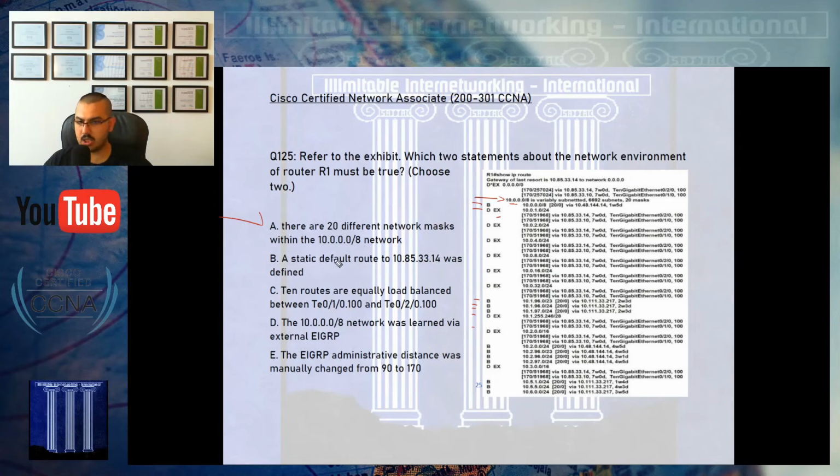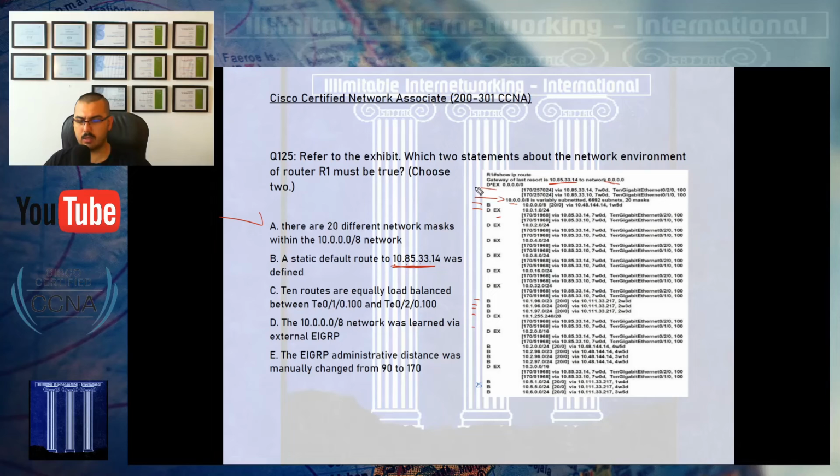Okay, B: a static default route. What is the default route? The last resort gateway is this guy, and it seems 10.85.33.14 was defined. Yeah, seems correct. Gateway of last resort is this guy to network 0.0.0.0, which is the default route.